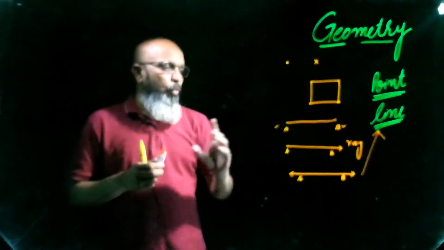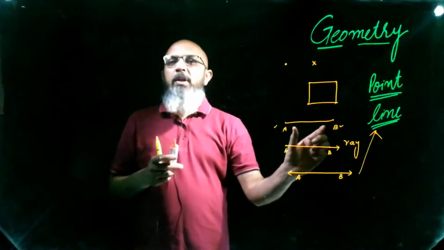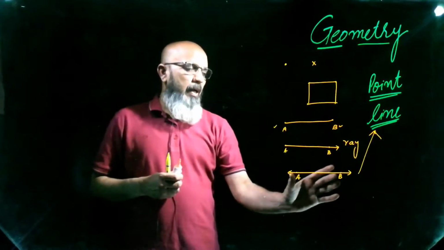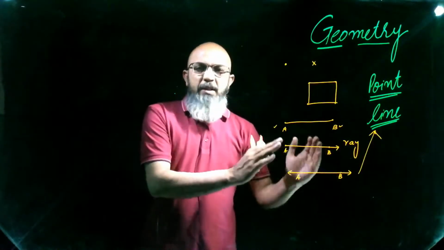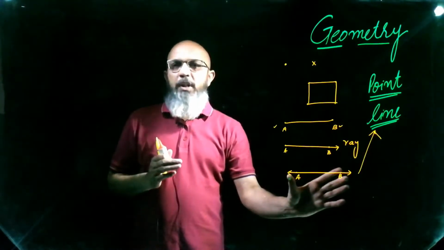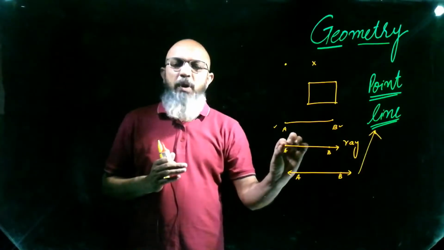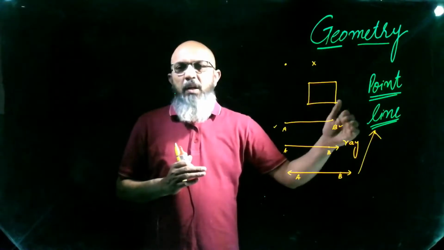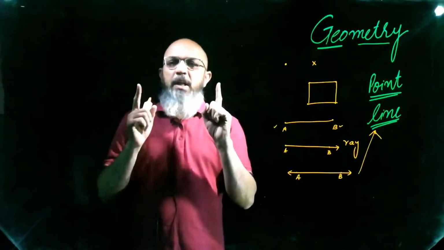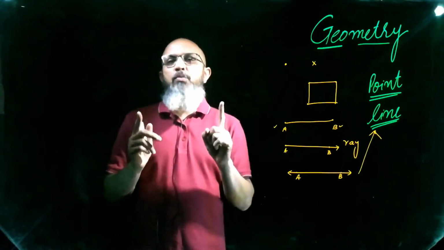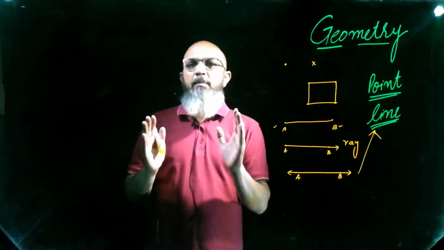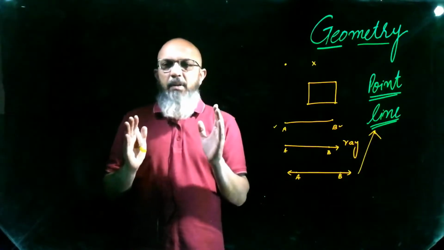So now it is clear what is a line, what is a ray, and what is a line segment. Again I will revise: a line is through 2 points, extendable in infinite directions, with arrowheads on both sides. A ray has one fixed point and the other is extendable to infinity. And a line segment is a fixed distance between 2 points. It has a fixed measurement. So that is clear.